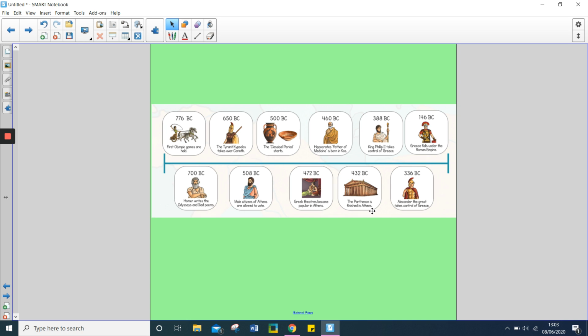432 BC, the Parthenon is finished in Athens. 388 BC, King Philip II takes control of Greece. 336 BC, Alexander the Great takes control of Greece. And finally, 146 BC, Greece falls under the Roman Empire. So you've got some Greek events in history, and they might come in handy later on. Just remember that you've just learnt about these, you've just read them, they may come in handy later on.